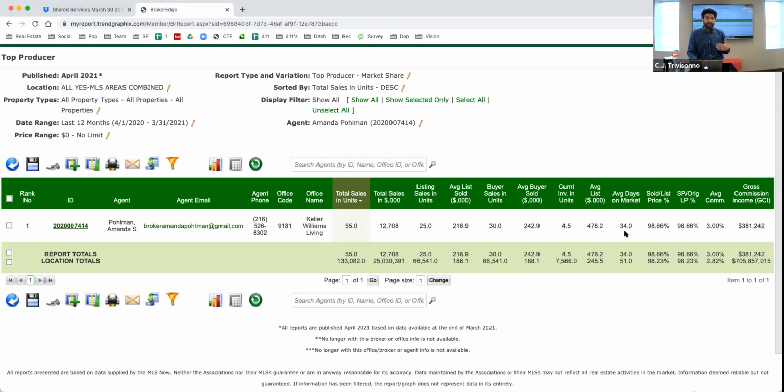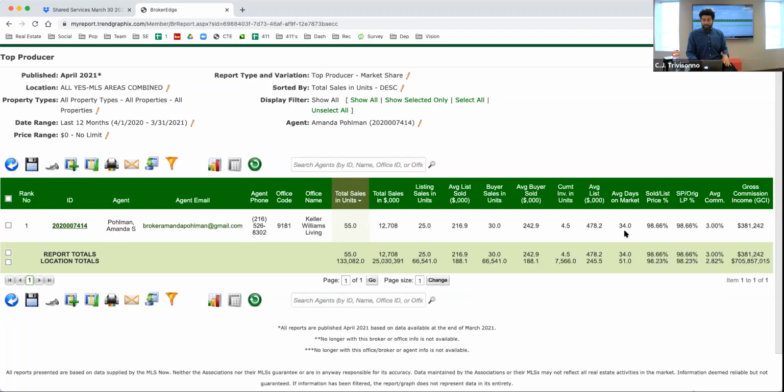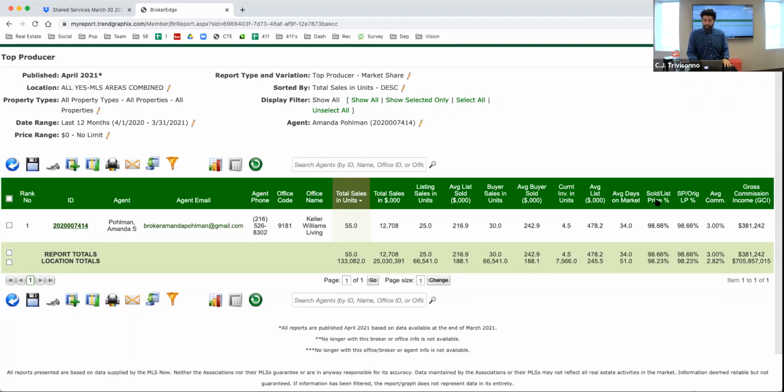So you could get a ton of data, and I'll show you guys how we'll compare this to the whole market in a minute. Her average sold price to list price percentage is 98%. That's the data I was talking about. If she's going on a listing appointment, she'd say, I'm getting 98.66% of list price. So if I'm listing at $100,000, I'm most likely going to get you $98,660.